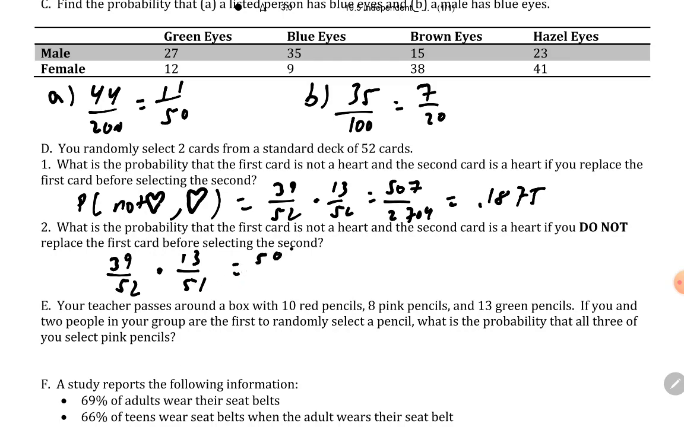Multiply them. You still get 507 up the top, and 2,652 now in the bottom. So there's a higher chance now: 0.1912. A 19% chance of that happening.